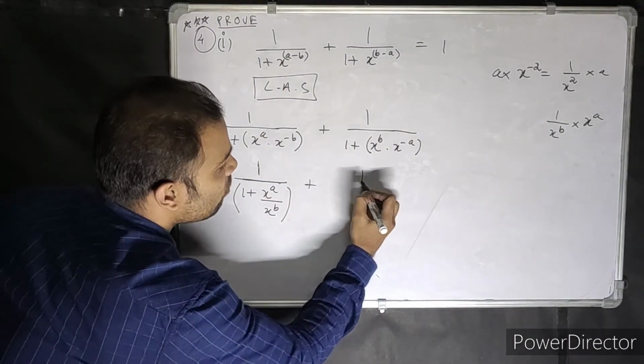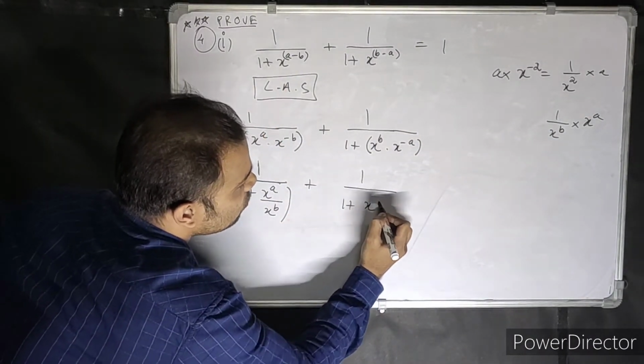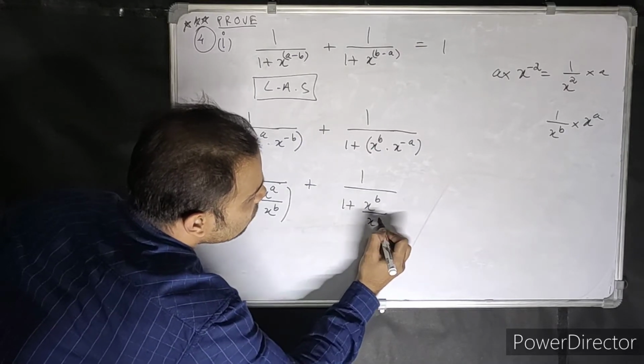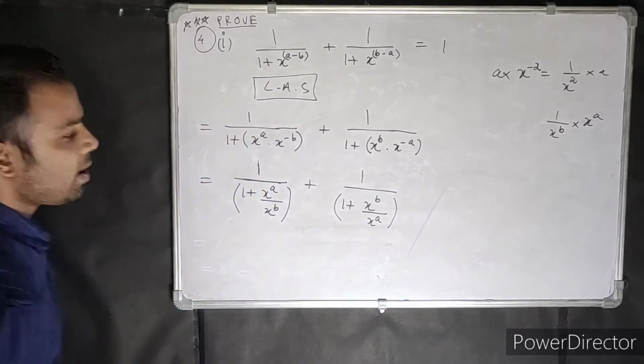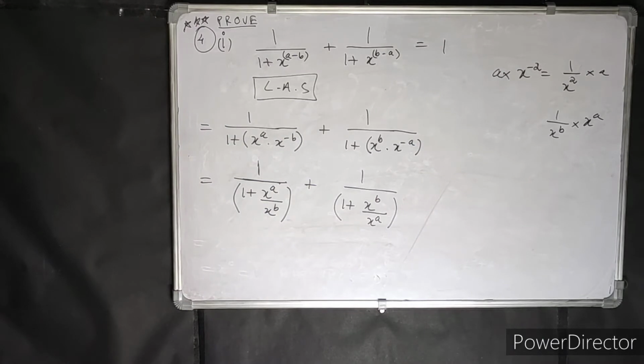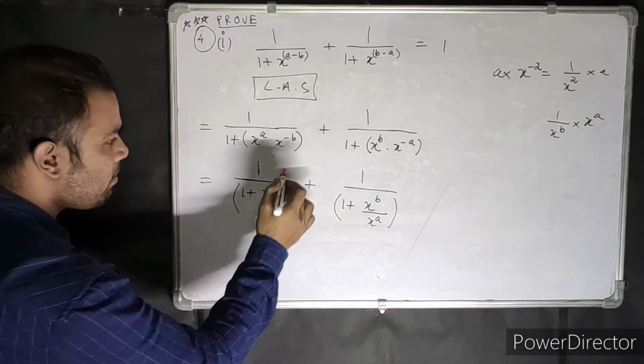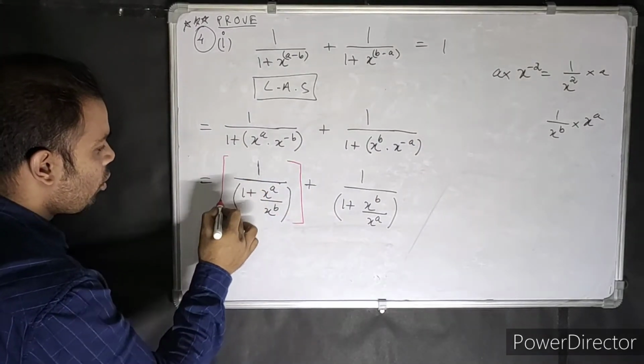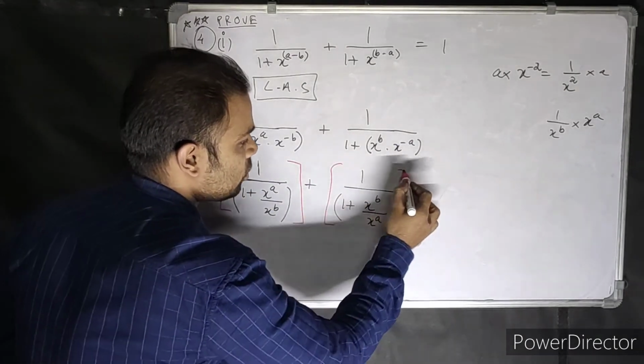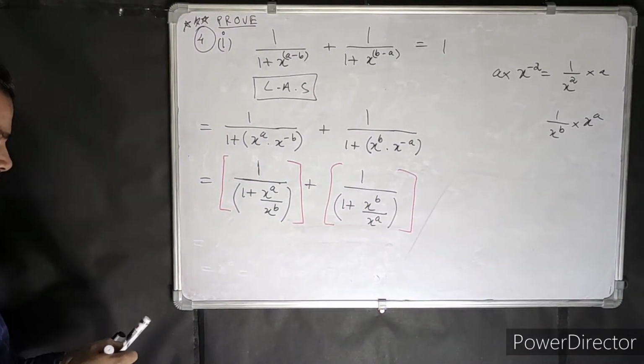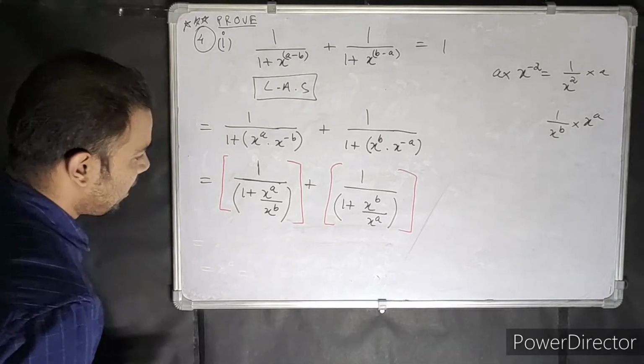Okay, same thing you do over here also. 1 plus x to the power b divided by x to the power a. Okay, these are your two parts. Make sure you split them if you want to, or you can do it like this also. You don't have to split. I'm just trying to make you understand. That's the reason why I'm splitting it up.